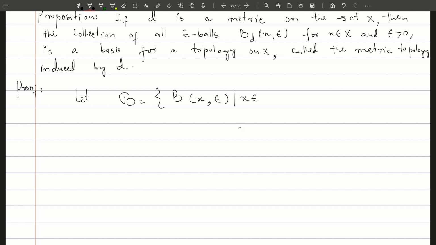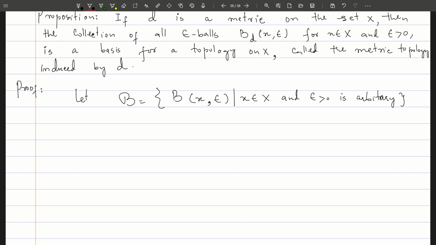So x is in X and this epsilon is arbitrary. I mean, this is not a fixed epsilon here. This epsilon is arbitrary. So we'll prove that this 𝓑 forms a basis for some topology on X.